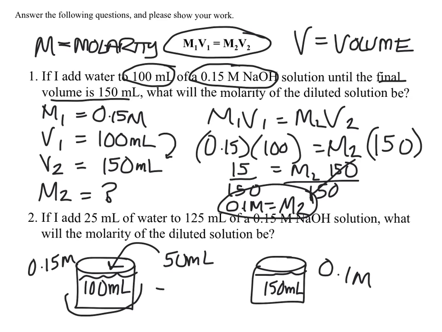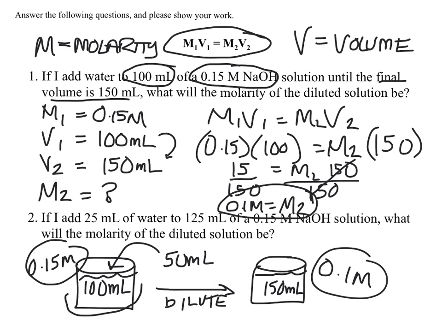So does that make sense? That as you add water, it became more diluted? And if that's the case, did the molarity go down? Yes, it went from 0.15 to 0.1. So hopefully that makes sense in your head on how that could possibly be, but also that the math helped us solve for that as well.